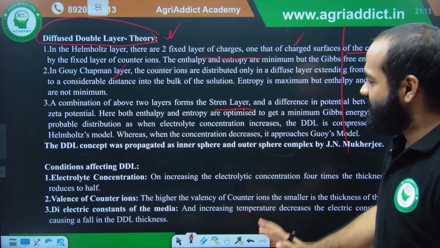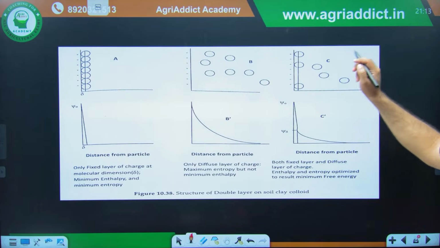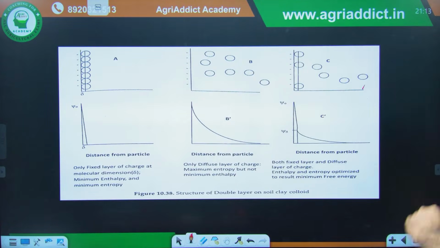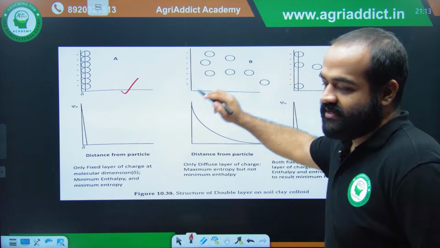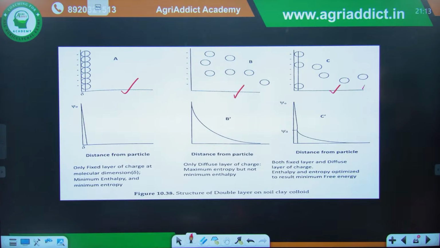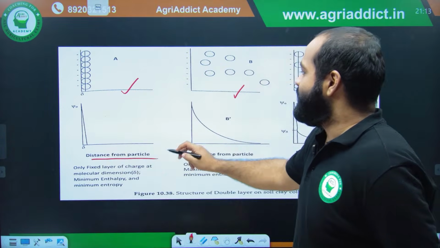There is no use wasting time reading this. We will go straight to the graph. This is the most important thing. This is from new ICAR. Here you can see, this is the arrangement of Helmholtz, this is the arrangement of Gouy-Chapman, and this is the arrangement of Stern theory. So here you can see, this is the distance from the particle and the potential.